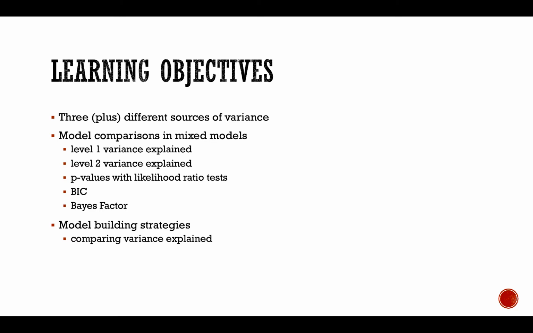And then we need to understand model comparisons in mixed models. Level 1 variance explained, what is that and why is it important? Level 2 variance explained, what is it and why is it important? And then how do we compute p-values with a likelihood ratio test? What is the BIC? And how do we use it for model comparisons? And finally, what is the Bayes factor? And how do we use that for model comparisons? And then finally, we're going to talk about a model building strategy, where we compare the variance explained.